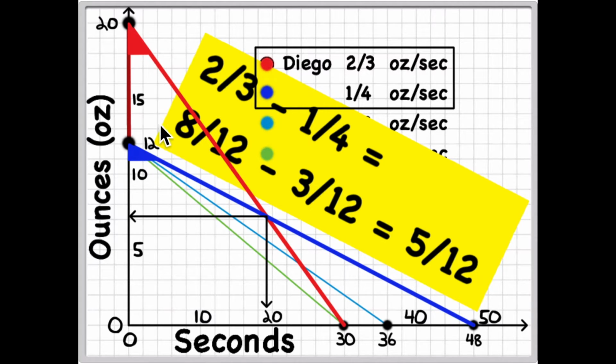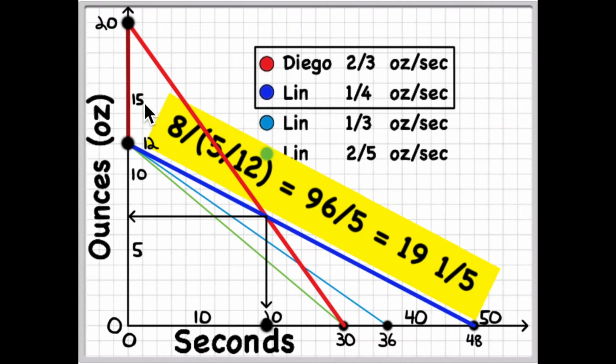So these graphs move together at a rate of 5/12 of an ounce for every second. So how long does that take? They start out 8 ounces apart. Every second they move 5/12 of an ounce closer. So how many 5/12 are in 8? That's a division problem. 8 divided by 5/12 equals 19 1/5 seconds. So in 19 1/5 seconds, they will have the same volume.